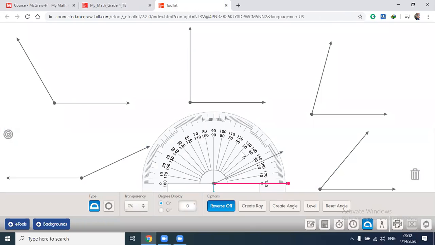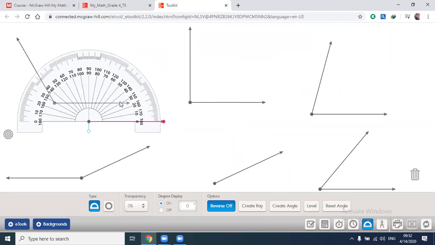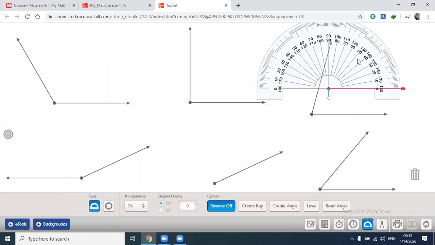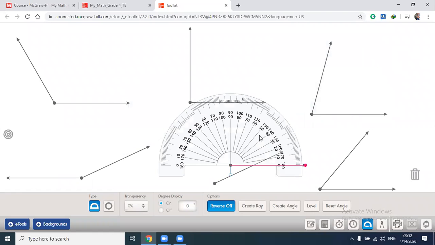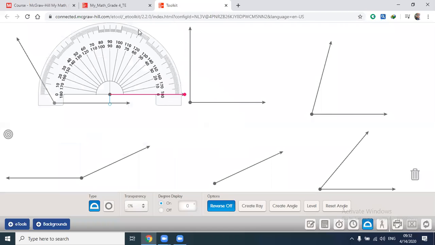I have here this. This is called a protractor. And I have here many angles. I want to measure each one of them. Any angle contains one end point and two rays, as you see in these angles. How to measure it?